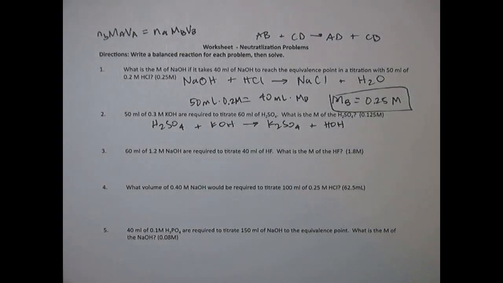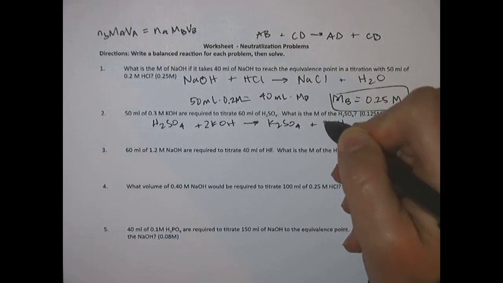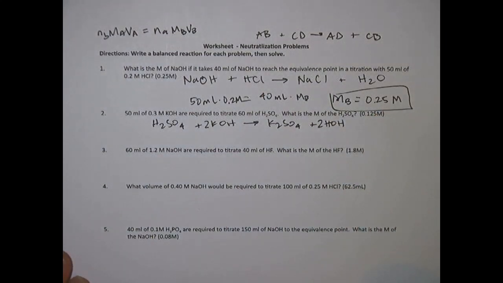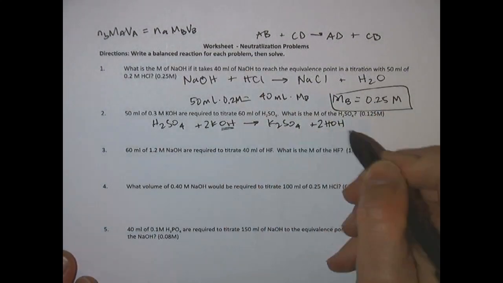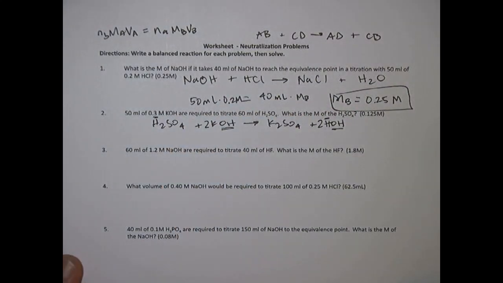And so now, I should balance it. This is where the 2 comes in. You're going to need a 2 right there to balance, and a 2 right there to balance. When you're balancing the waters, this OH is that OH, and this H is that H. Makes your life a little bit easier. That's why we write it as HOH.